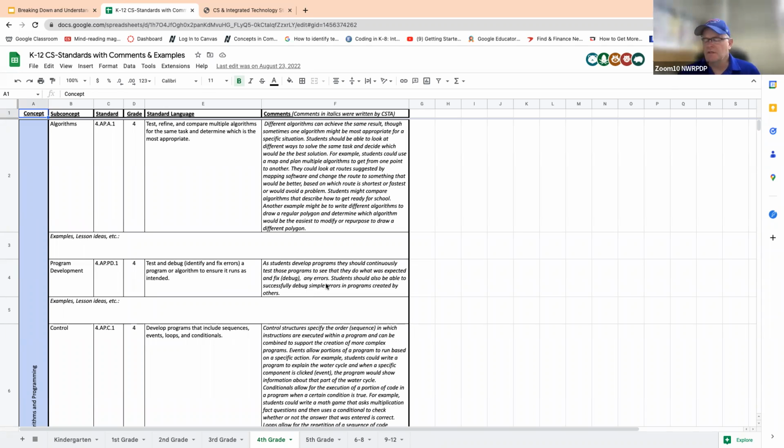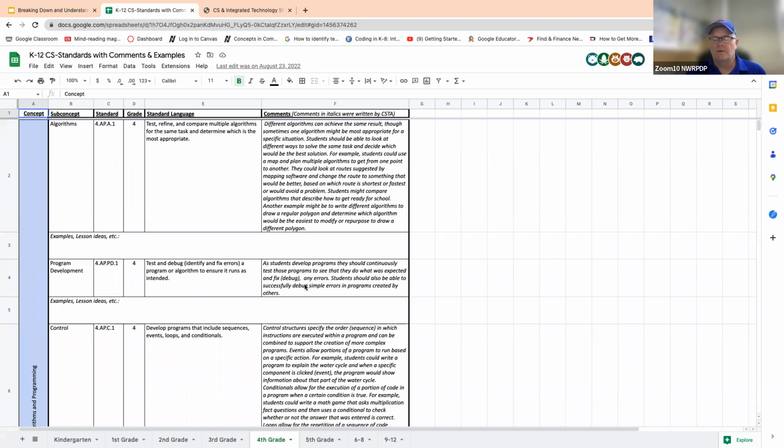So what are you supposed to understand from that? As students develop programs, they should continuously test those programs to see what they do, to see that they do what was expected, and fix or debug any errors. Students should also be able to successfully debug simple errors in programs created by others.